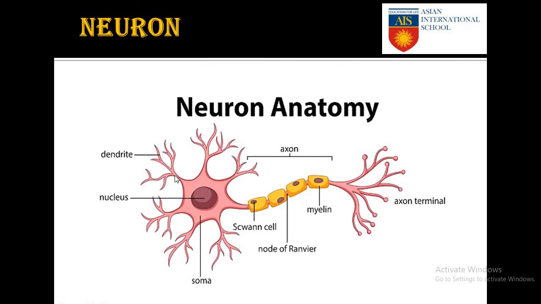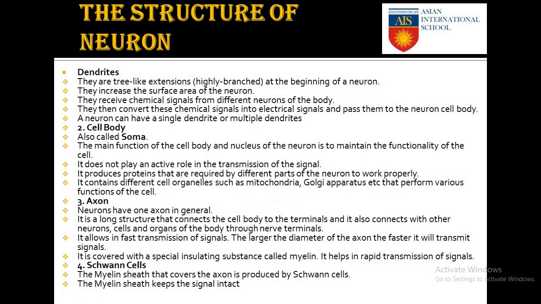Dendrites receive the impulse from the stimuli, because dendrites only receive the impulses. This is the Schwann cell, and when the axon is covered, it is known as a myelinated neuron. This cable-like structure is known as the axon, and these are the axon endings. The gap is known as the node of Ranvier. Now, dendrites are tree-like extensions at the beginning of a neuron, which increase the surface area so that it can receive impulses from different neurons of the body, and then this chemical signal is converted into an electrical signal and passed to the neural cell body.